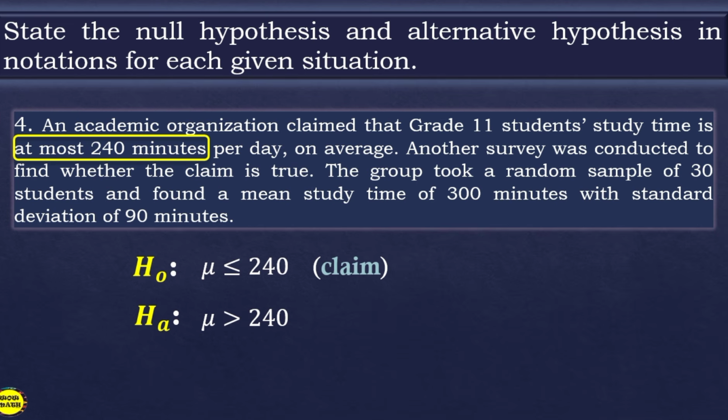So, kung less than or equal yung null hypothesis natin, yung sa alternative hypothesis natin ay greater than. Okay? So again, ulitin ko lang, kapag yung null hypothesis natin, ang ginamit natin ay less than or equal, ang gagamitin nyo sa alternative hypothesis ay greater than.